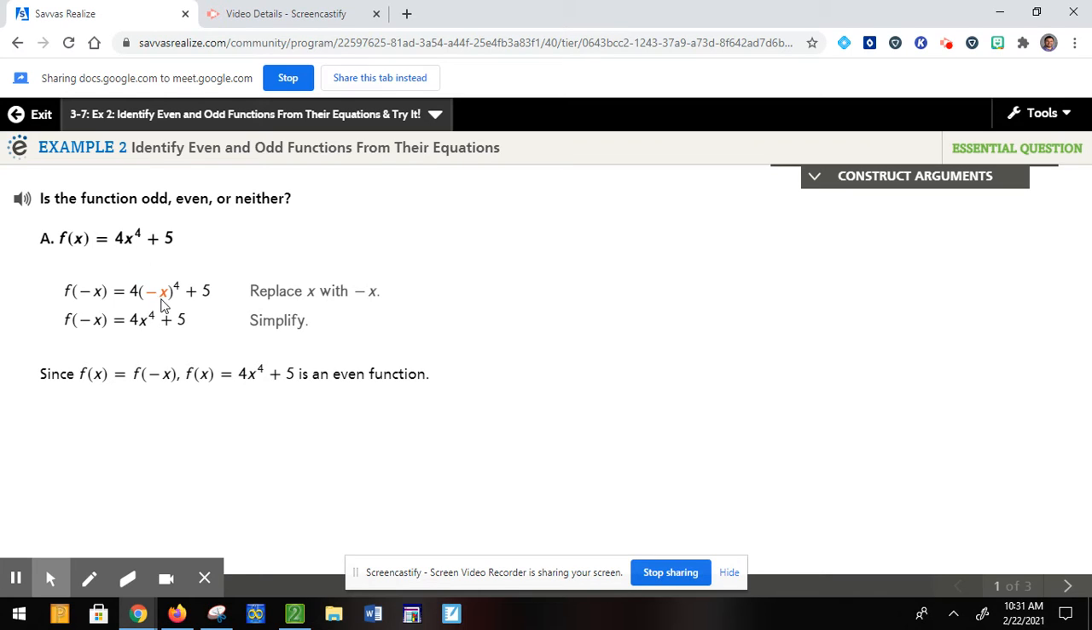If when you substitute negative x in, you end up with exactly what you started with, so 4x to the fourth plus 5 matches the 4x to the fourth plus 5 there, it is an even function. So this one is an even function. And you would have seen the reflection over the y-axis if you were to graph this one. Or the reflection would match up.